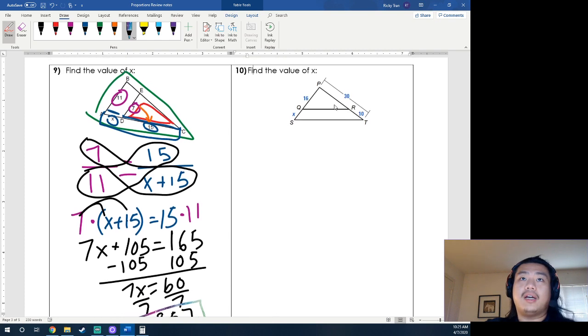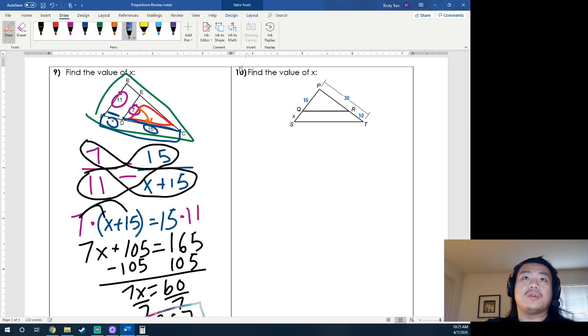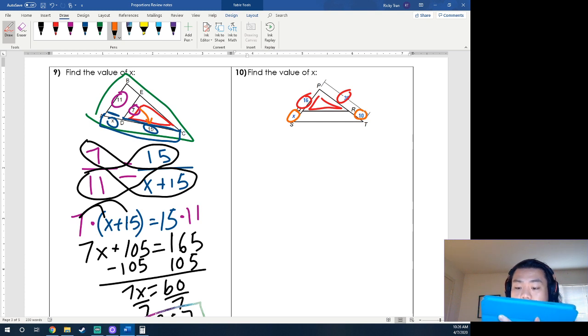All right, now let's do number 10. Again, we're going to solve it just like we did the previous problem. All right, we're going to match from the same triangle, we have 16 and 30. Again, this is from the small triangle. Then we have x and 10 from the big triangle.